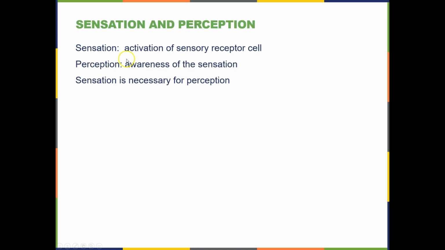So let's look at what a sensation actually is. A sensation is something that activates sensory receptors. A receptor cell is what takes in information then. Perception then is the awareness of the sensation. So you can't perceive something without having the sensation. So a sensation is necessary for perception. For us to be able to understand and be aware of something, you have to have that sensation.